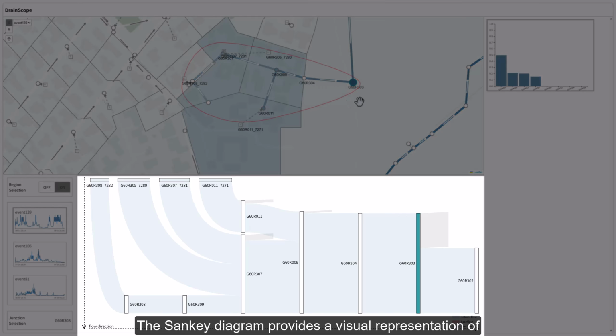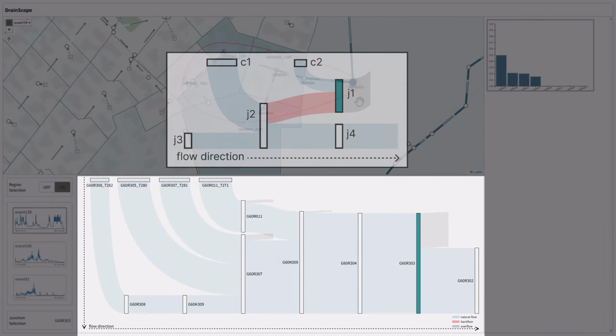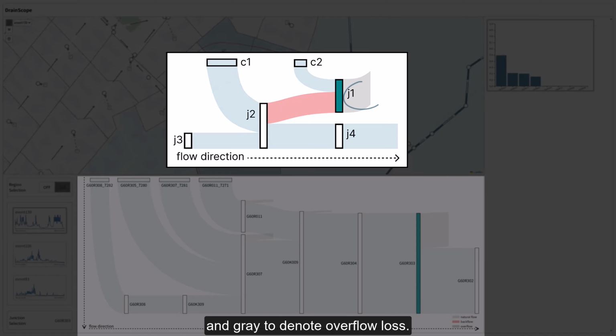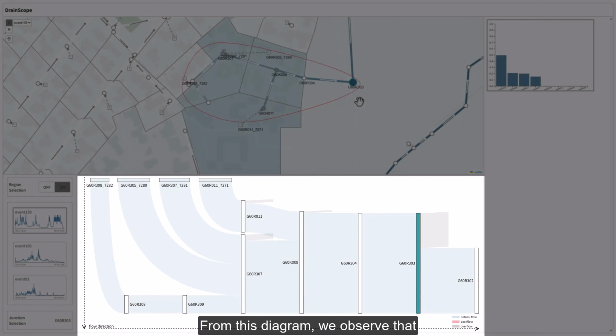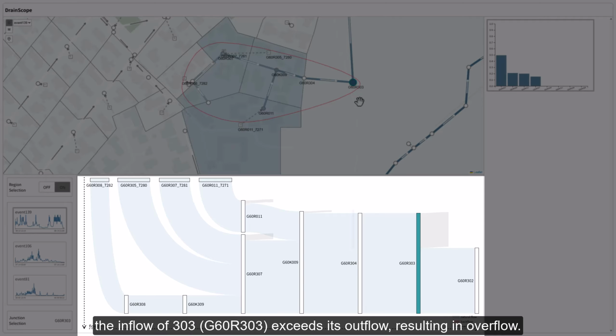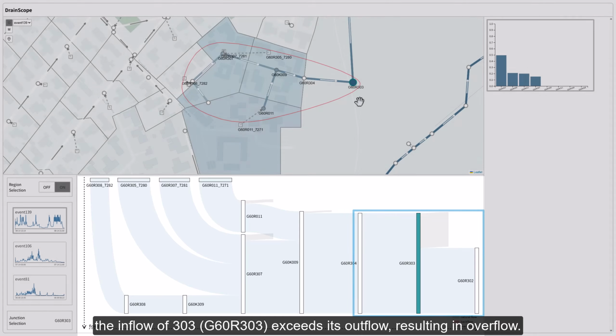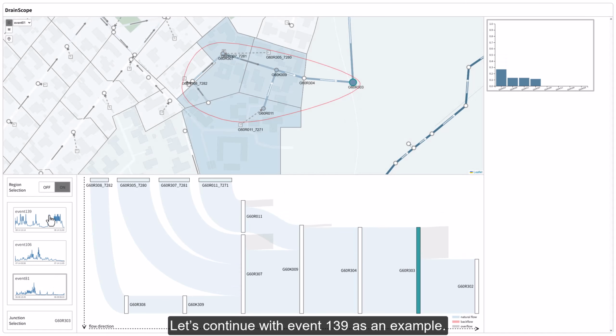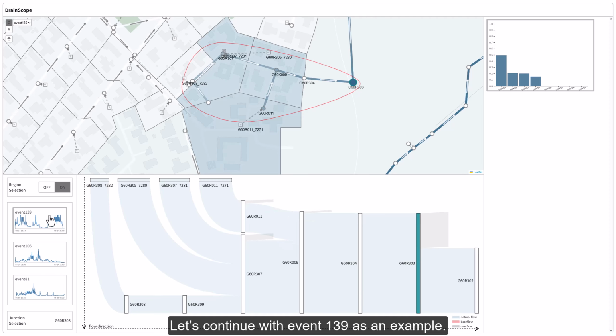The Sankey diagram provides a visual representation of the water flow propagation associated with the chosen junction. The flow direction is from top to bottom and left to right. We use blue to indicate normal flow, pink to represent backflow, and gray to denote overflow loss. From this diagram, we observe that the inflow of 303 exceeds its outflow, resulting in overflow. The same pattern emerged in other events. Let's continue with event 139 as an example.